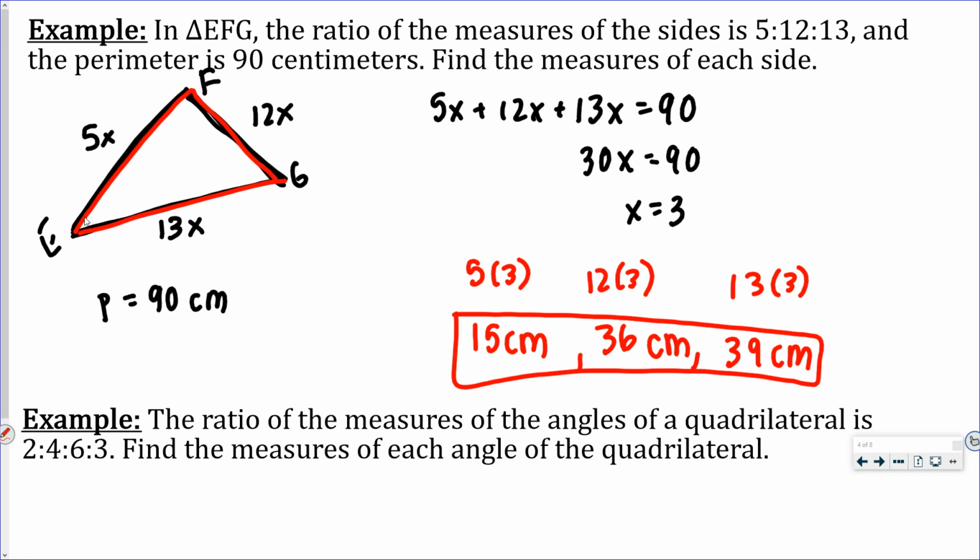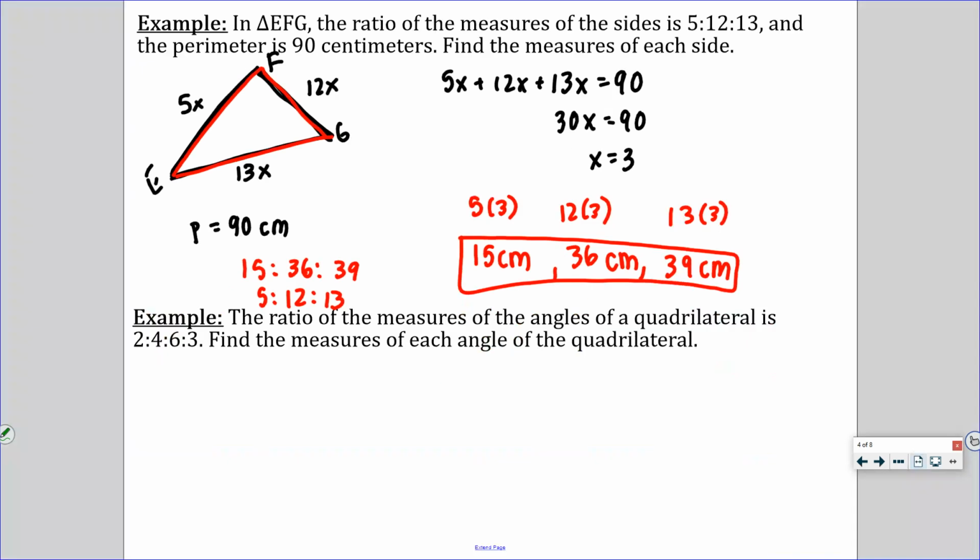Okay, so if you were to write these side lengths as a ratio, and you were to simplify it, obviously you would get that 5 to 12 to 13. Now these might not always be nice whole numbers. Your scale could be a fraction or a decimal, so just keep that in mind. But that's an easy way to solve that problem. It's just stick a variable on there and set up an equation.